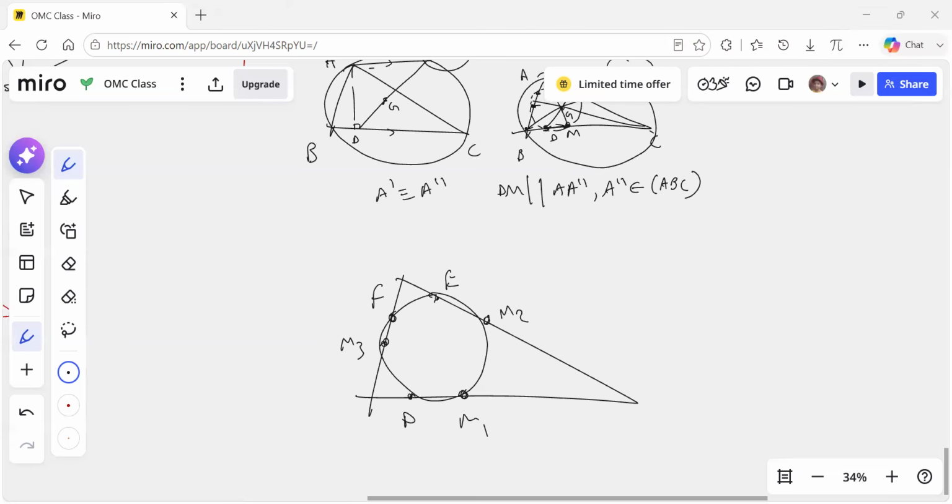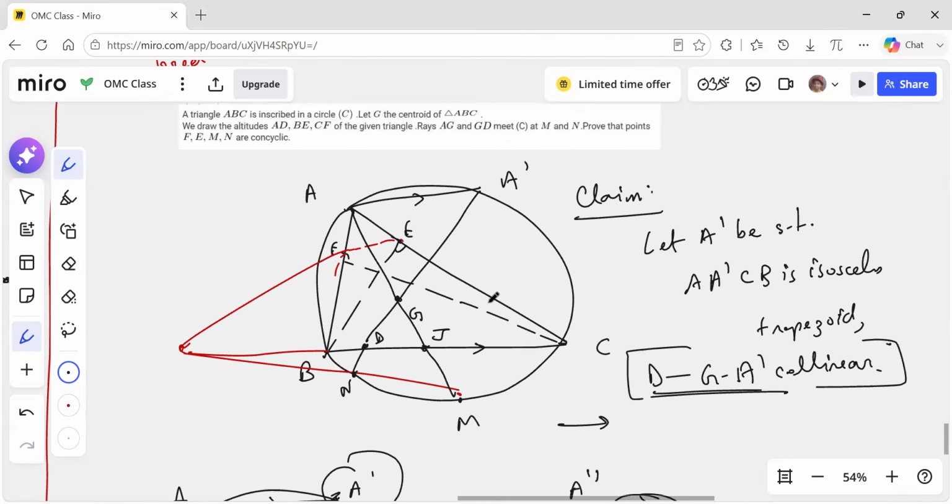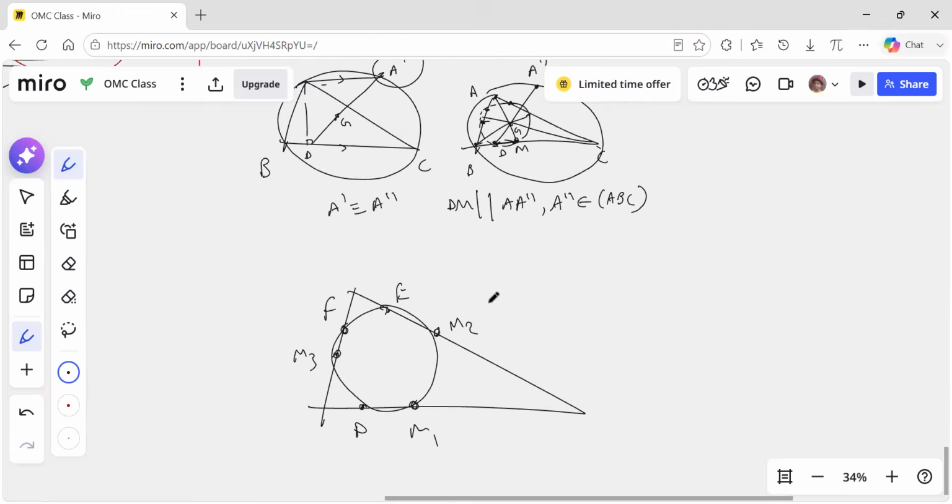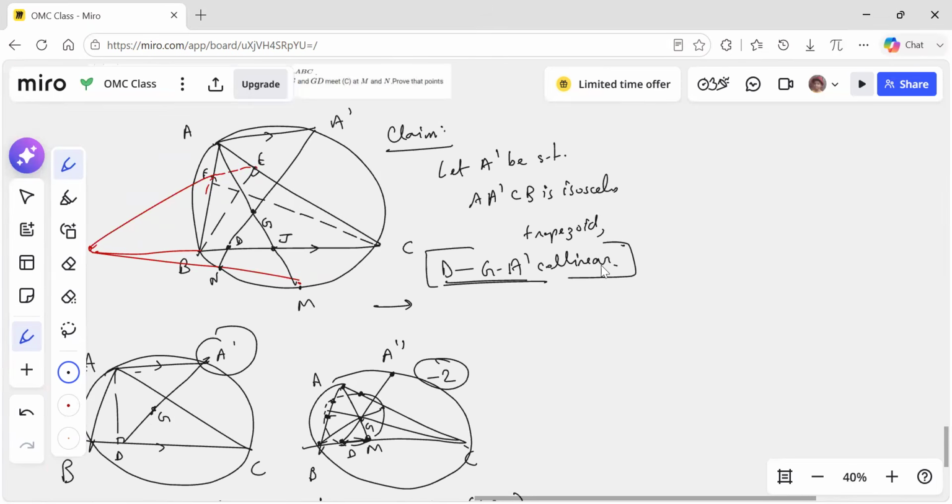Okay, try seeing why this is true. Why BCEF, BCMN? Okay, wow. Yeah, fine. So assume this is true.